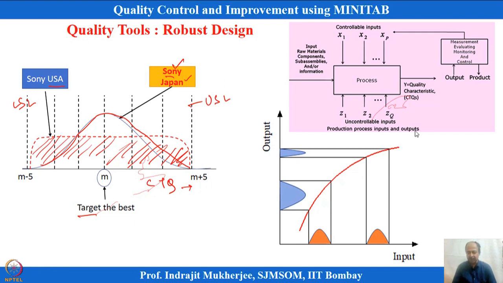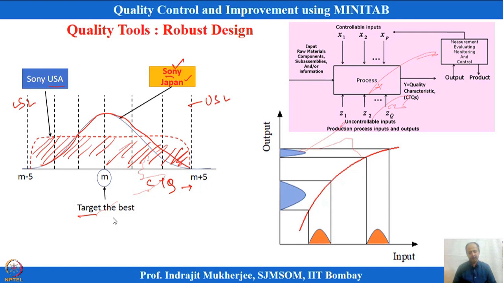Although I cannot control the uncontrollable variables, I do not have options to do that, what I can do is always minimize their effect. That is the concept of robust design, which we will discuss afterwards also. The concept is to hit the target with minimum variability. Mean and variance are both important. In design experimentation, we emphasize that the mean should be on target and the variability should be minimum, and I should achieve this in one go.